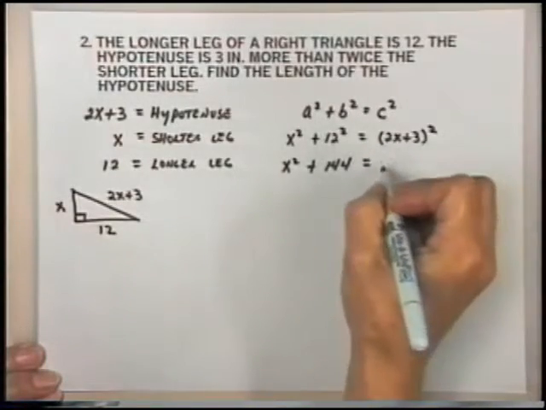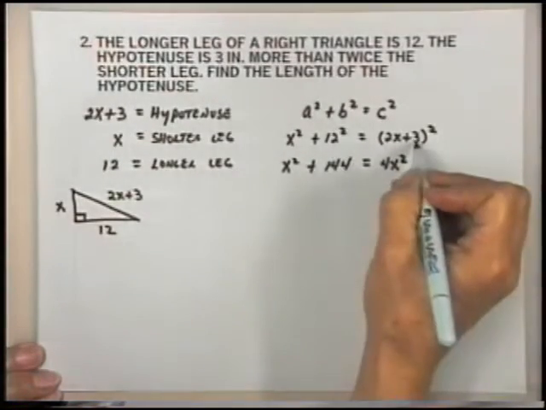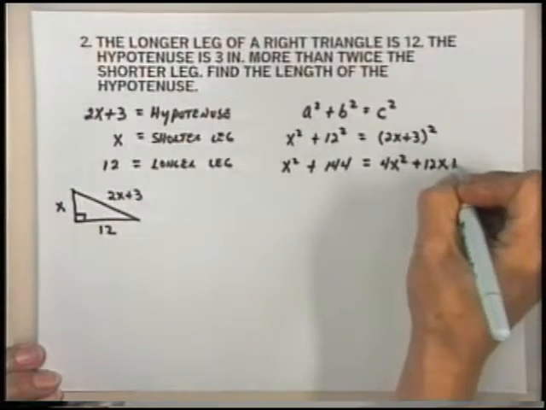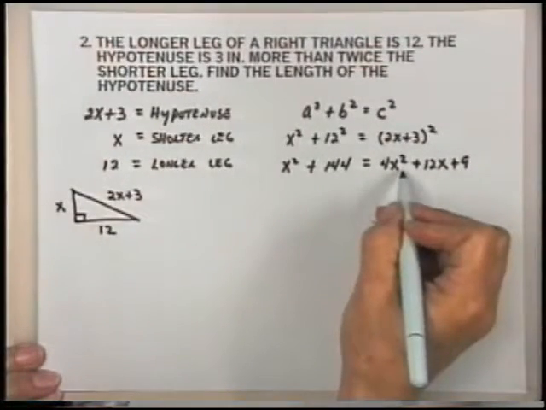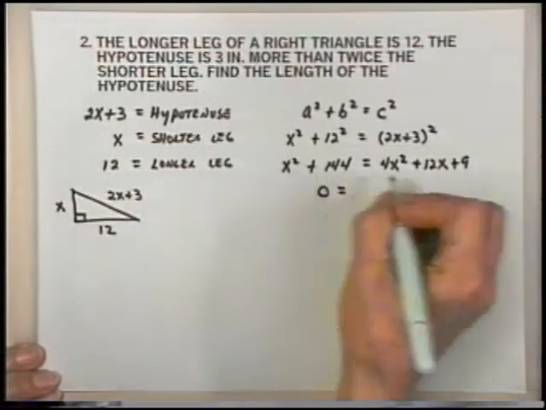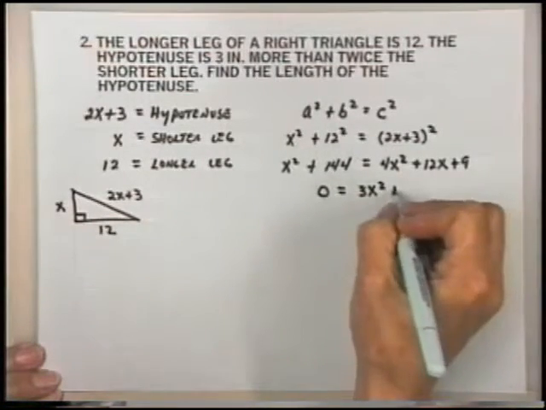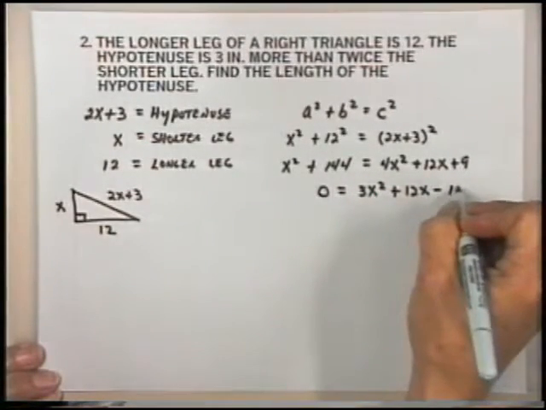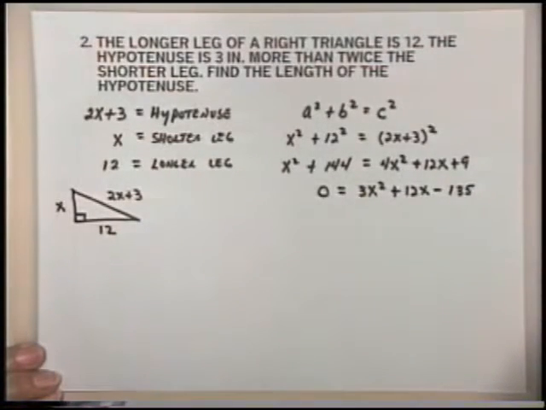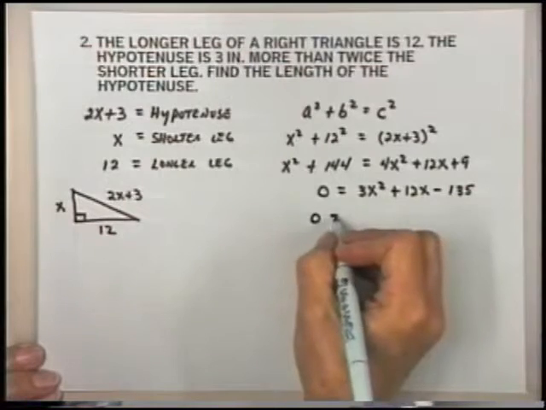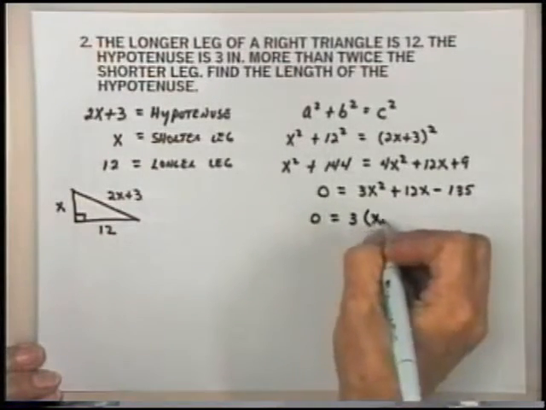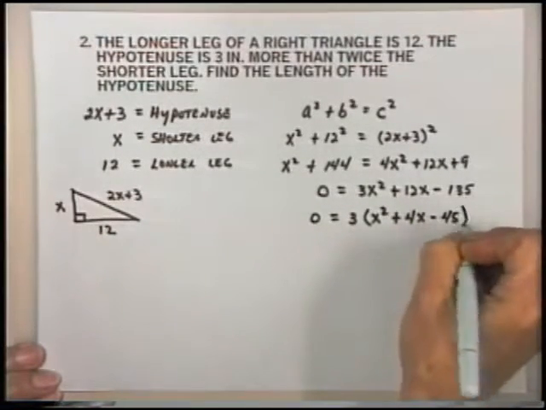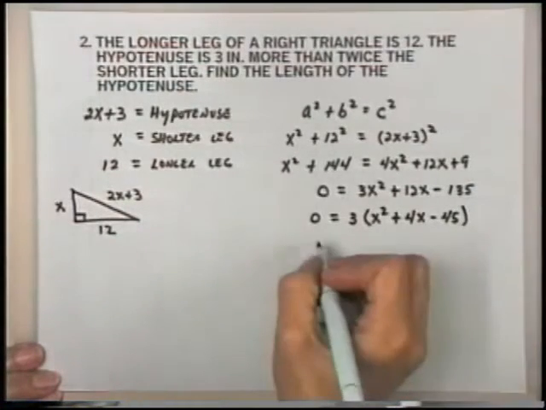X squared plus 144 equals, squaring 2x, I have 4x squared. 3 times 2x is 6x. If I double that, I have a plus 12x. And squaring 3, I have a 9. I'll get my standard form over here. 0 equals 3x squared plus 12x. Subtracting 144, I have a negative 135. I believe 3 is a common factor on this right-hand side, so let's factor out 3. Gives me x squared plus 4x minus 45.